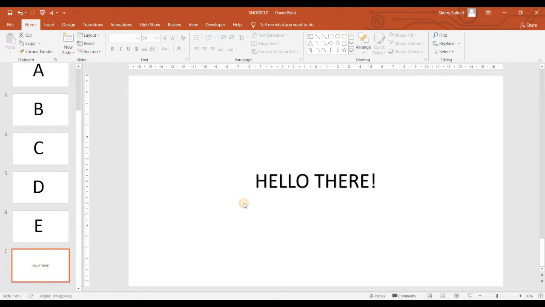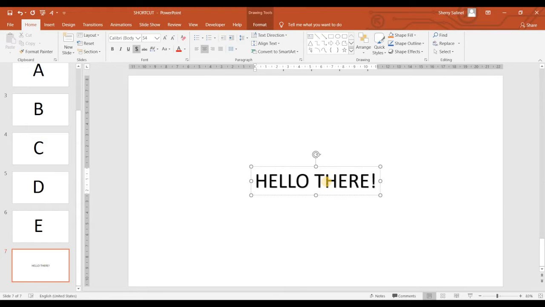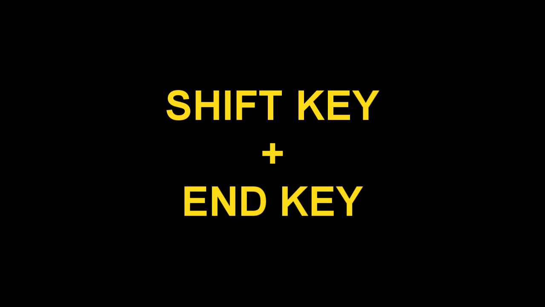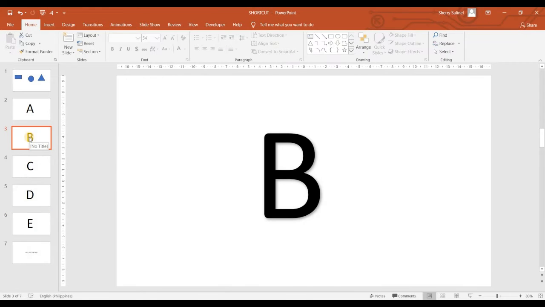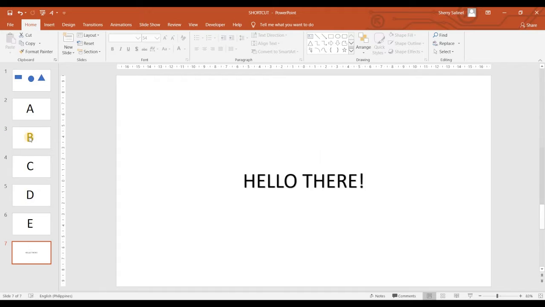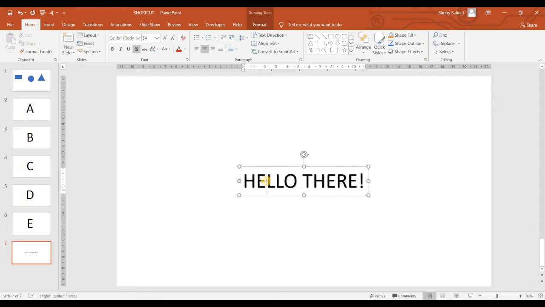Now, if the cursor is inside the text box, notice that the cursor is at the center of the text box. Pressing Shift key plus Home key will put the cursor at the beginning of the text. While pressing Shift and End key will bring you to the last slide. Or if the cursor is inside the text box, it will go to the end of the text or line.